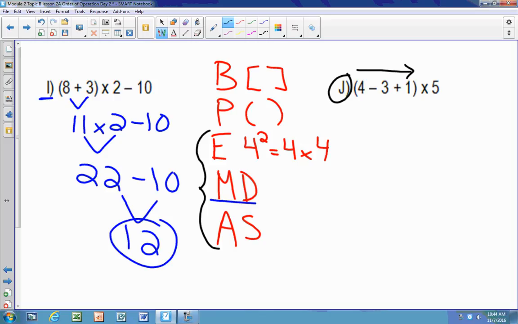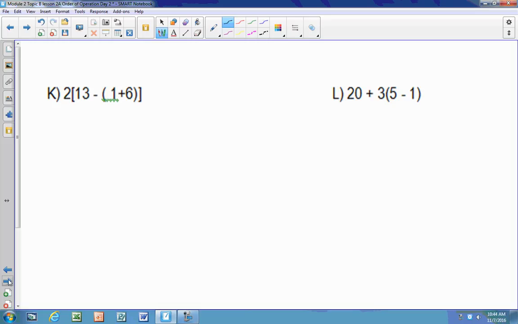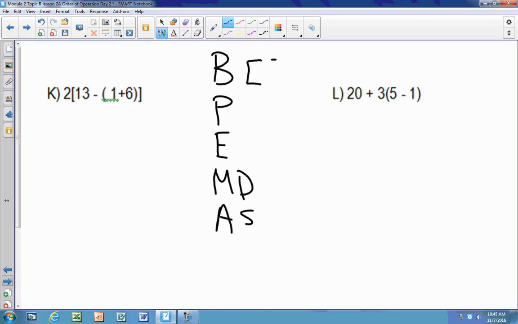In this case, the subtraction is first. So I do that. Rewriting everything else. Now I still have parentheses, so I have to finish my parentheses. And then I come out with 10. Next, letter K. We'll rewrite this. Burp, please excuse my dear Aunt Sally. So my brackets, my parentheses, my exponents.